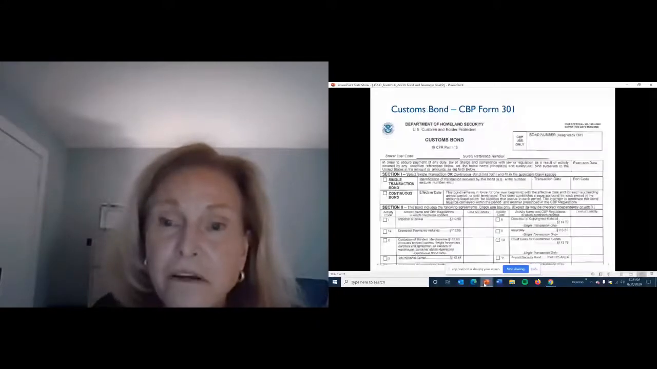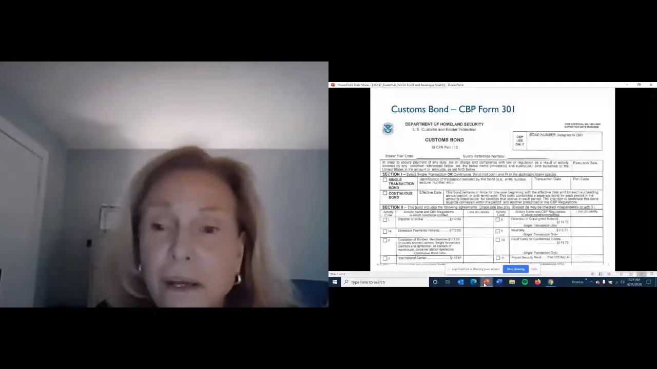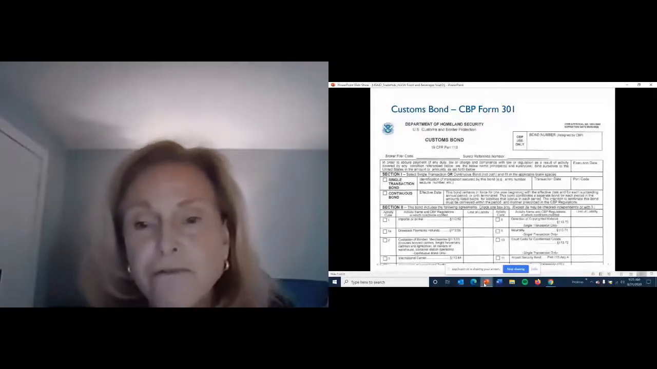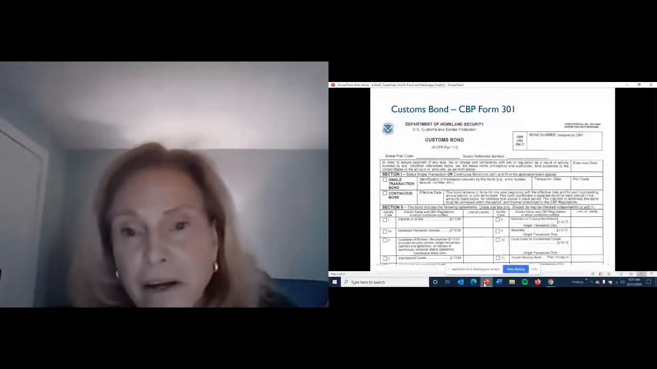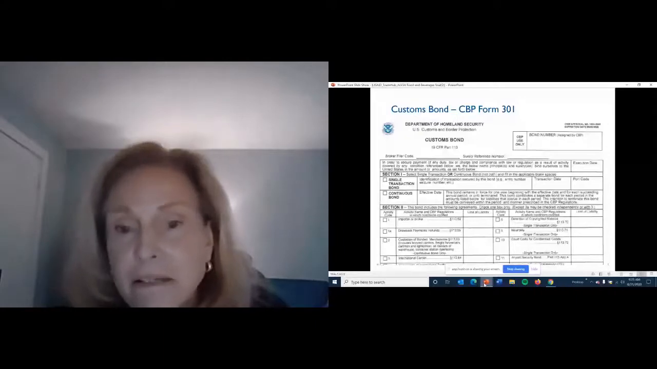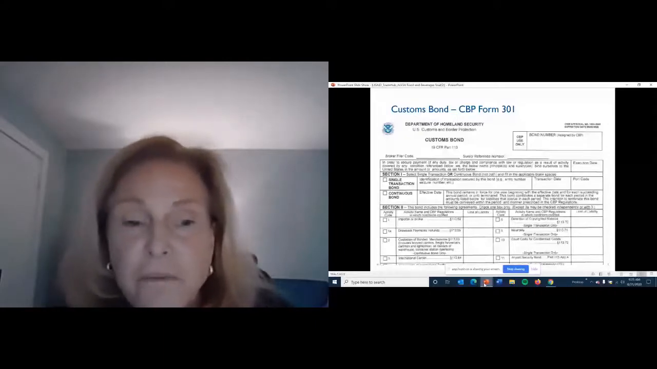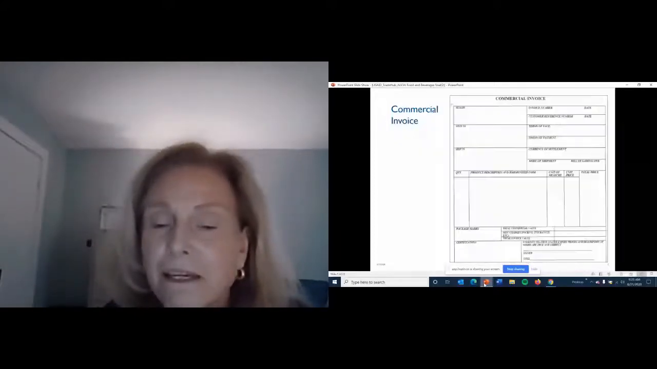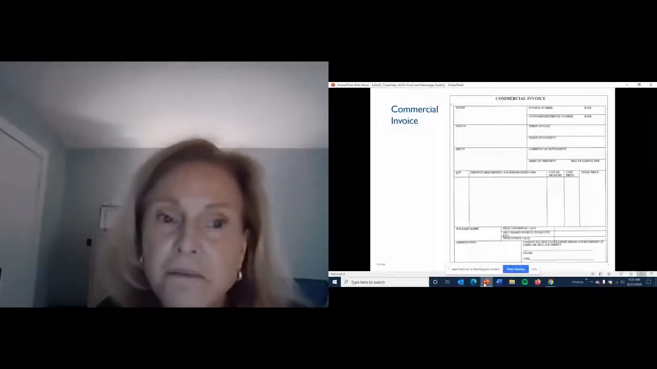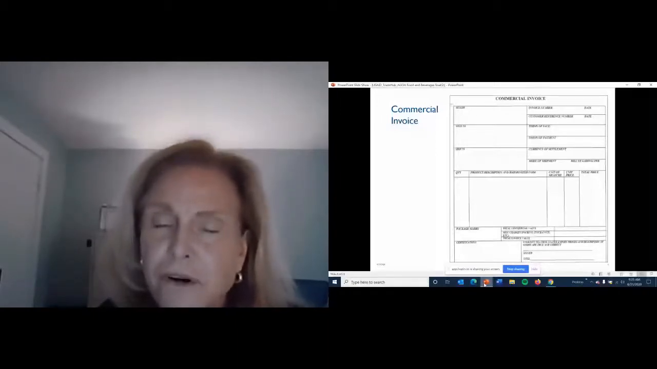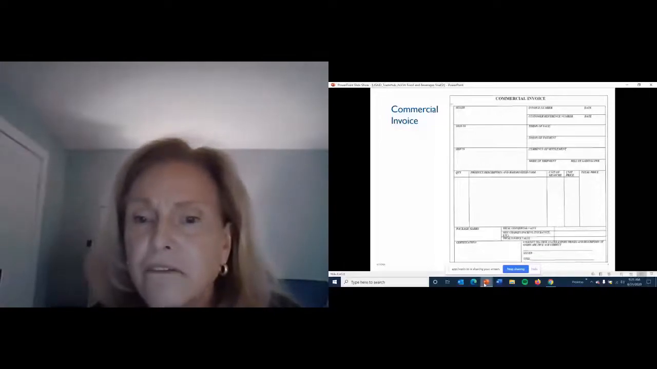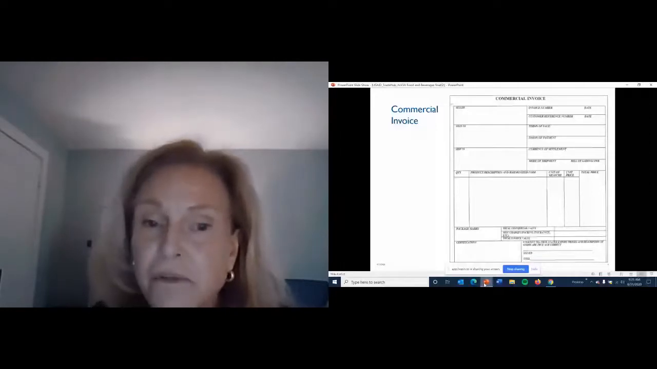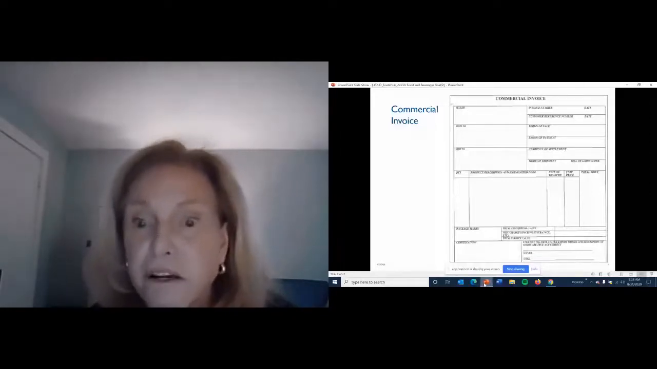This is a customs bond form. You can make a single transaction bond or a continuous bond, which is effective for a period of time. You need a bond because otherwise customs cannot release your merchandise before payment of duties. So this is very important in the modern world. This is a commercial invoice. Customs does not require a specific format for this, but this is a good idea of what needs to be there. Again, the product description needs to be very detailed, and the harmonized code should be correct.